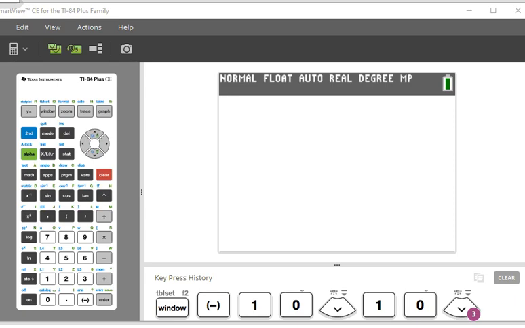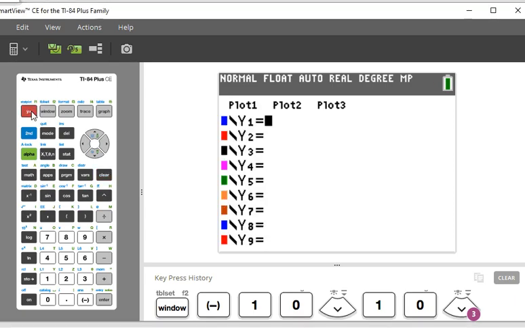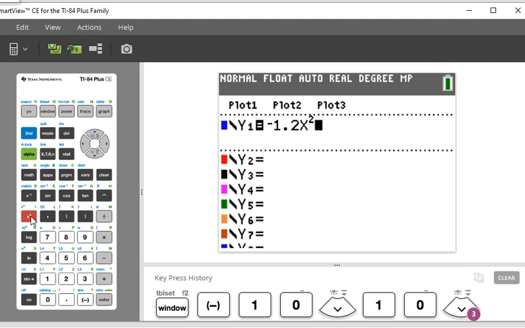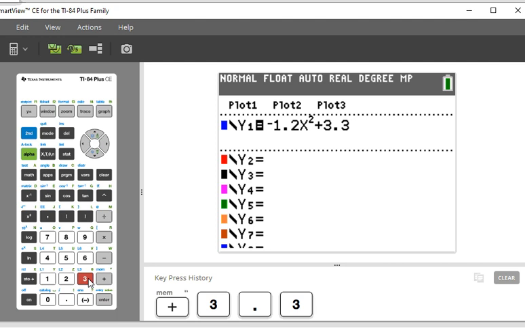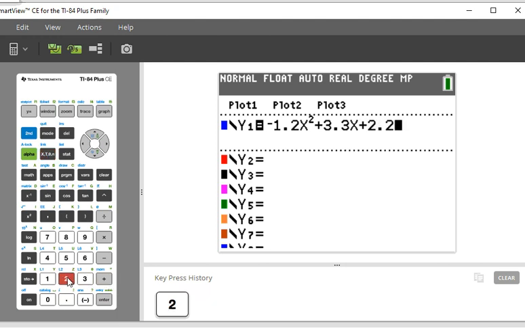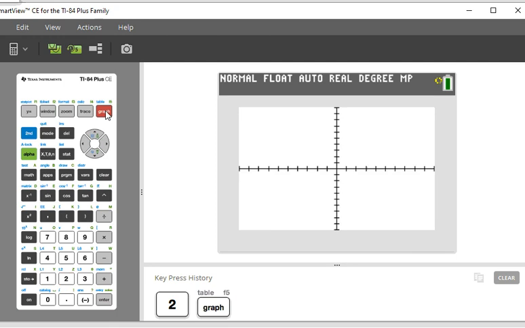All right, just needed to make it a little smaller to fit the window there. So what do we do? y equals, and y is equal to, please remember it's a negative 1.2x squared, don't use a subtraction sign, plus 3.3x, or the t, plus 2.2. And now we graph it. Now, the graph shows all the important parts.